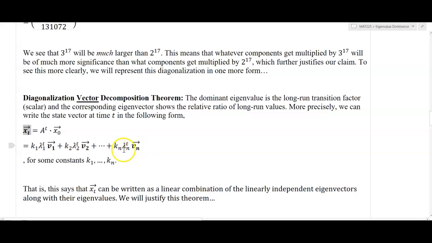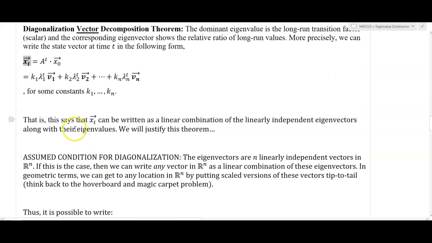Remember, these are n by n, so you're going to have n terms in this equation. If A was a 2 by 2, we would only have 2 terms. If A was a 3 by 3, we'd have 3 terms. And then k1 through kn are just some constants. That is, this says that x of t, the vector that's been multiplied by A t times, can be written as a linear combination of the linearly independent eigenvectors along with their eigenvalues.